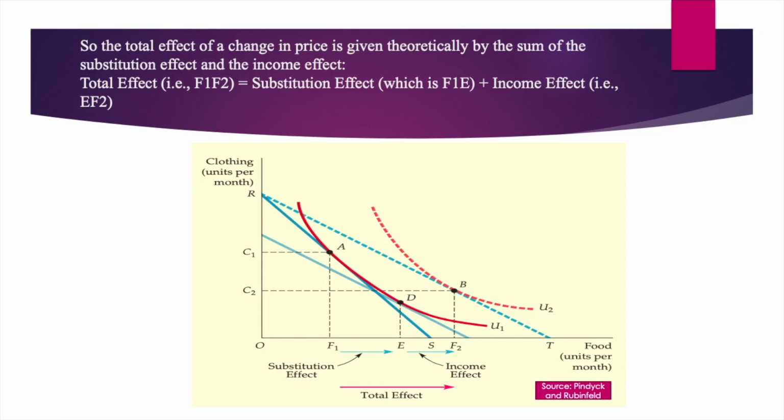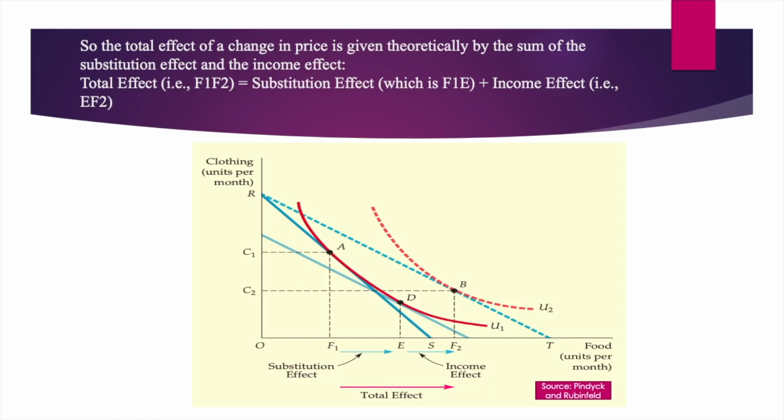The increase in food consumption from OE to OF2 is the measure of the income effect because it reflects a movement from one indifference curve to another. The income effect measures the change in consumers' purchasing power. So, in short, the income effect is the change in consumption of a good resulting from an increase in purchasing power with the relative prices held constant.